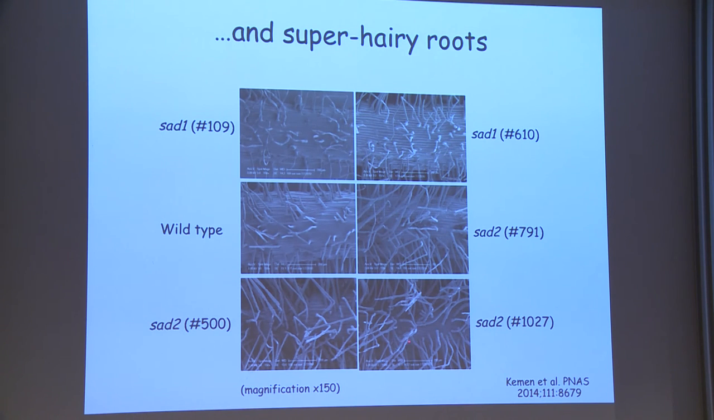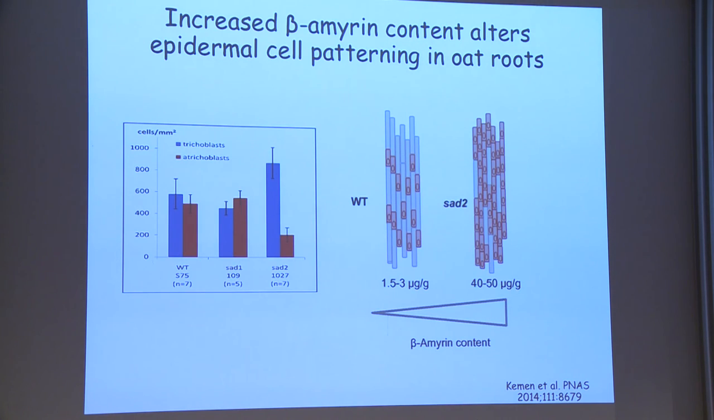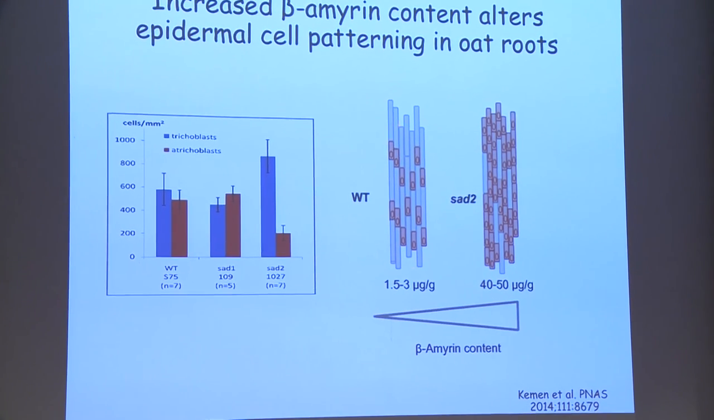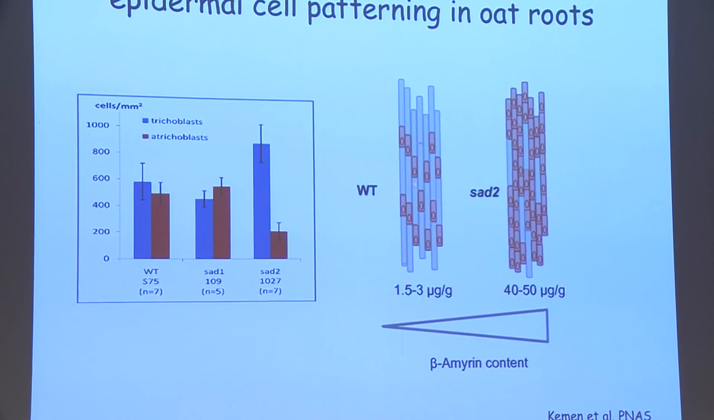These are two independent mutants. This is an intermediate mutant that is partially blocked. So somehow, accumulation of elevated levels of beta-amarin is triggering this super hairy root phenotype. And when we looked at this very closely, we saw something really interesting. So this is patterning in the wild-type root epidermis. This is before the root hairs emerge.